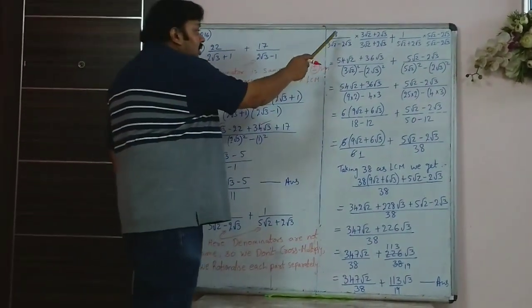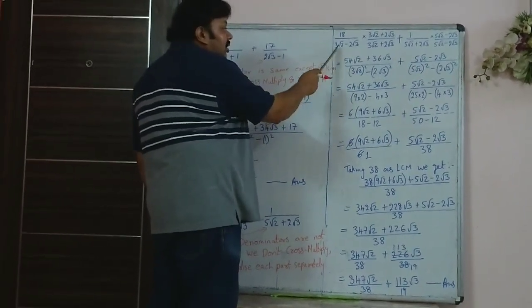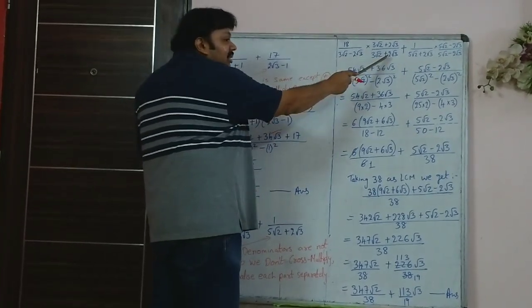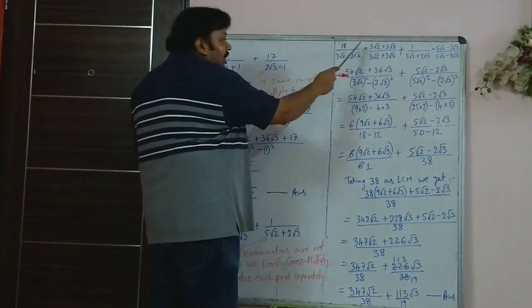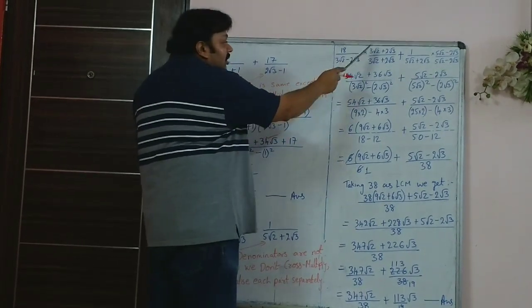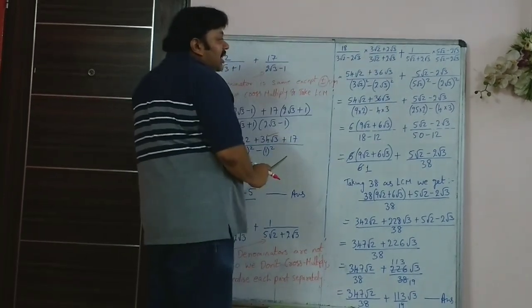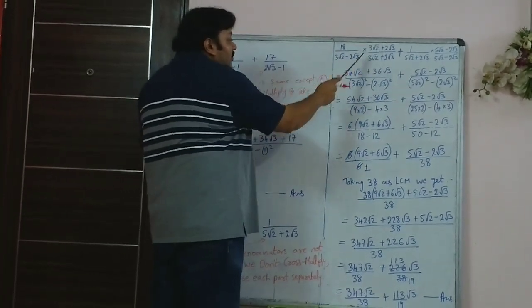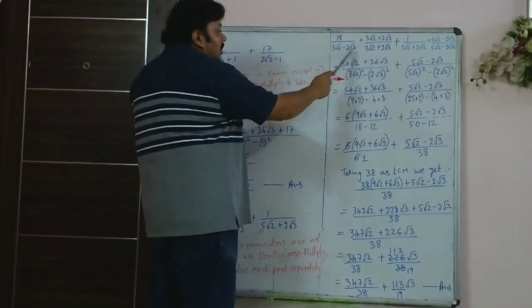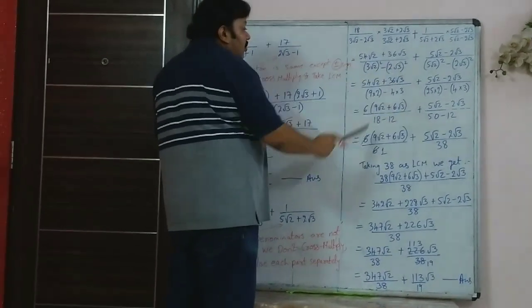So first 18 upon 3 root 2 minus 2 root 3. So I multiply and divide by the same number but with a plus sign. So 18 into 3 root 2 plus 2 root 3. So first 18 is multiplied with the first term, then 18 is multiplied with the second term. So it becomes 54 root 2 and 36 root 3. Denominator is a squared minus b squared.